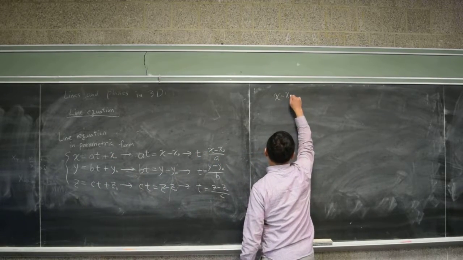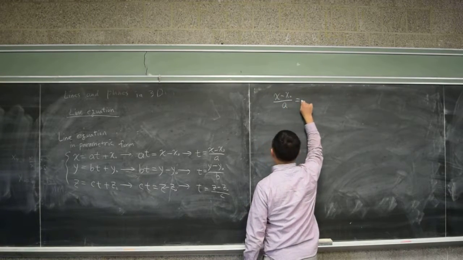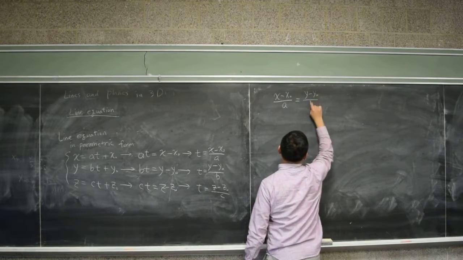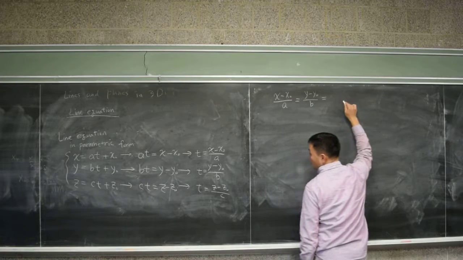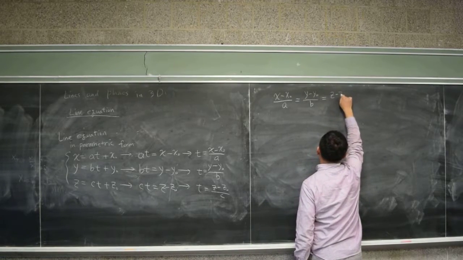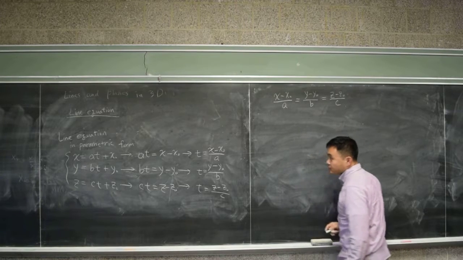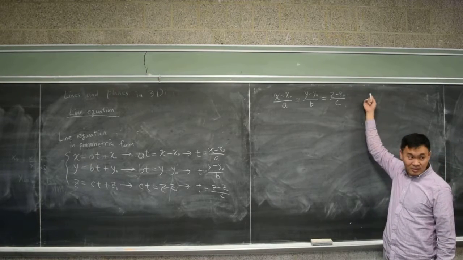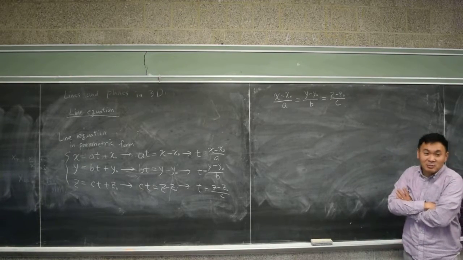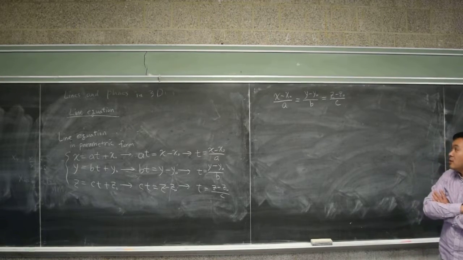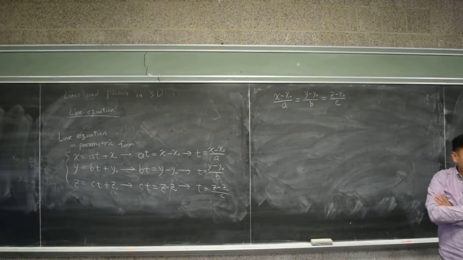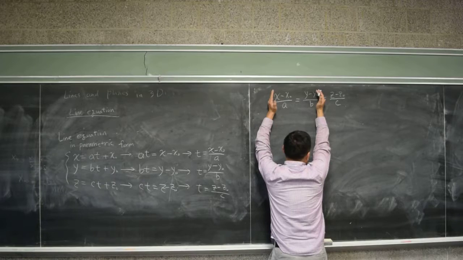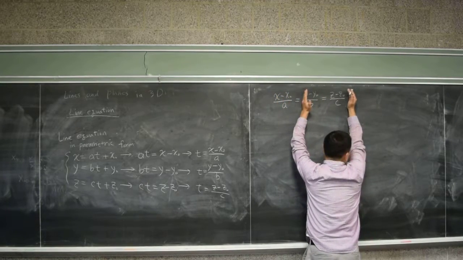(x minus x naught) over a equals (y minus y naught) over b. Okay, and then this is equal to (z minus z naught) over c. Yes? Is equal to t. But we don't write t because our goal is to get rid of t. Now this is still really two equations if you think about it, because there are two equal signs, right? So one equation is that the first two are equal to each other. The next equation is that the second two are equal to each other.